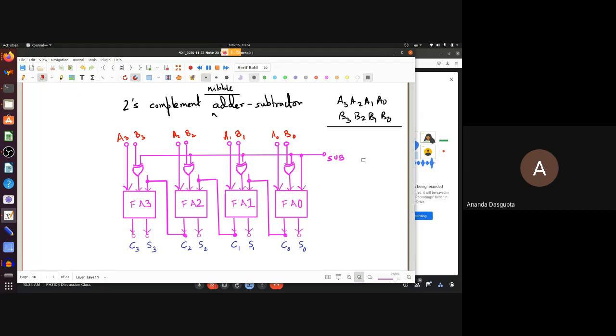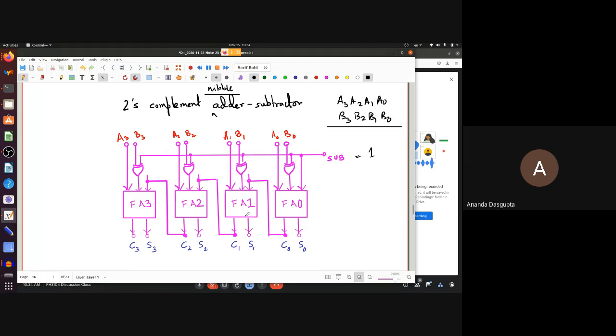When sub is 1, on the other hand, what you are feeding is entirely different because of this sub being 1. B0, B1, B2, B3 gets complemented. That's the ones complement. But remember, you are now putting in an extra 1 in the 0th carry, which was not there before. That means you're adding an extra 1. That, of course, is the 2's complement of B. You do a 1's complement, add an extra 1.